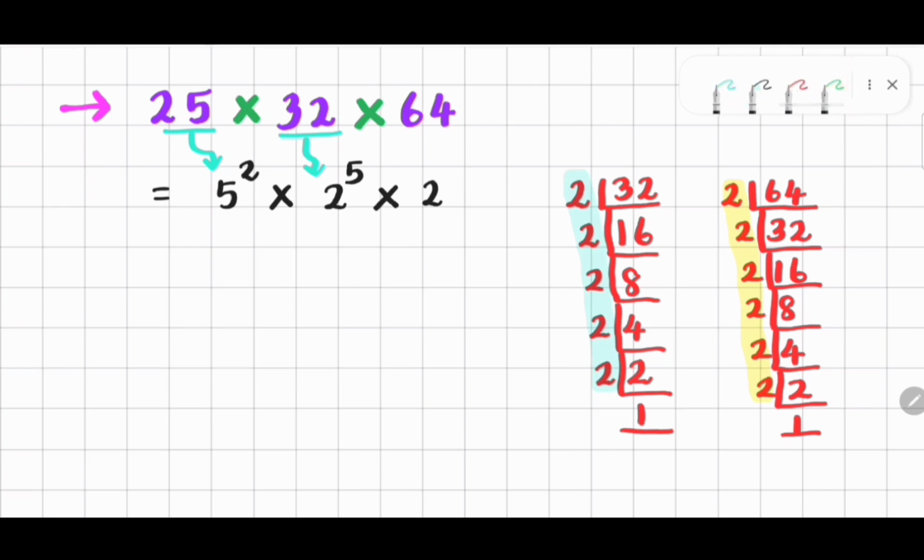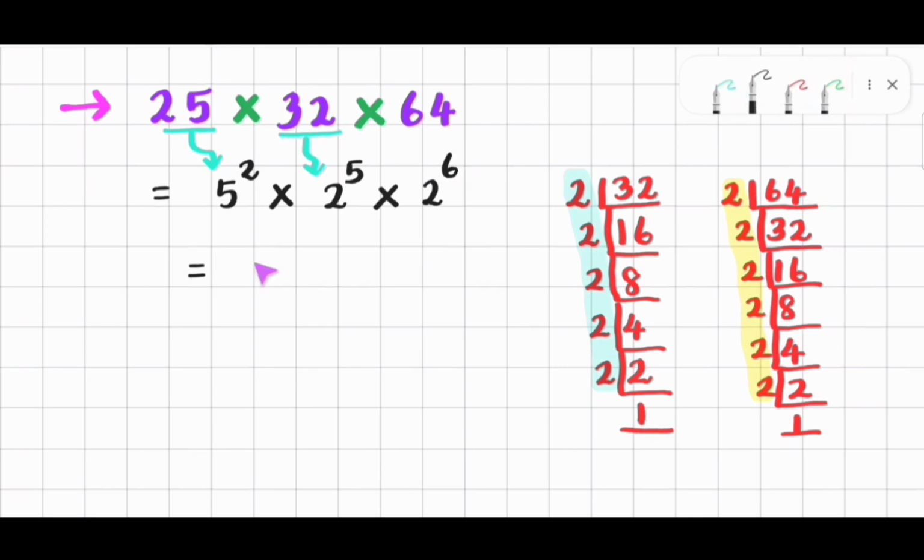Similarly, we can break 64 into 6 2's, so 2 power 6. We get 5 squared times 2 power 5 times 2 power 6. Here we can apply the product rule, which says that when the bases are the same, write the base and add the powers. So we get 2 power 11.